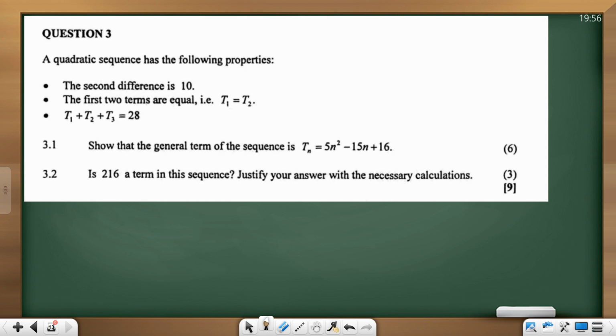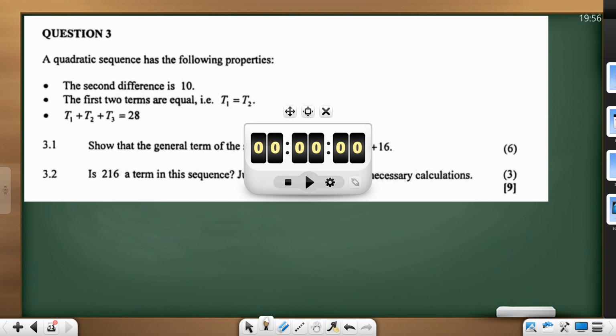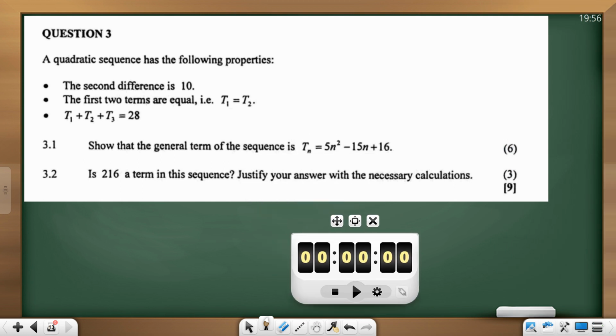Same paper. You did this one. Okay, this one you have 5 minutes. Five minutes.